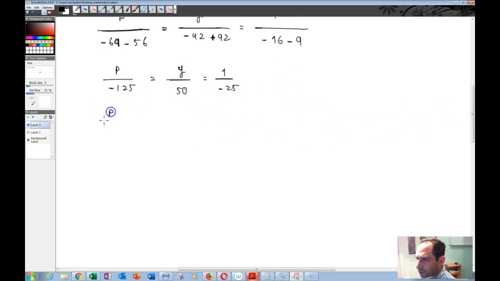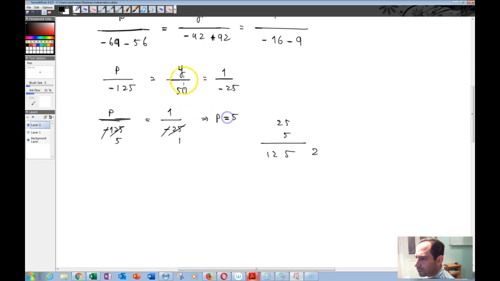So you have p over negative 125 is equal to 1 over negative 25. And 5 times 25 is equal to 125, so these two you can cancel out. And then P divided by 5 is equal to 1. So p is equal to 5.